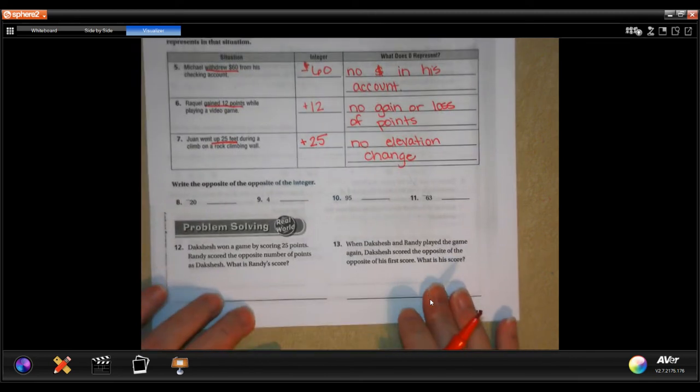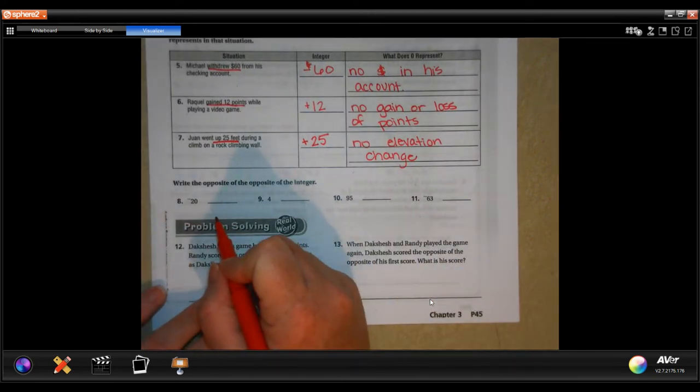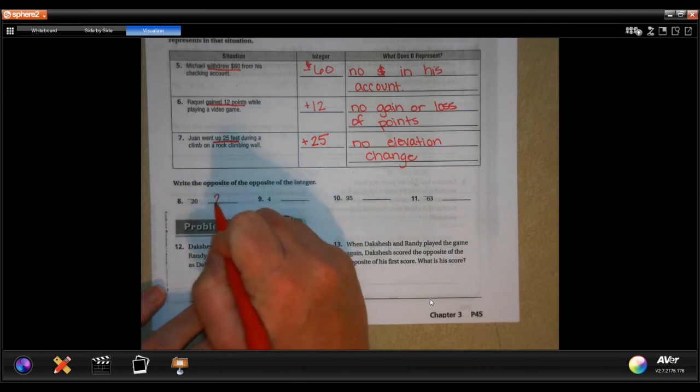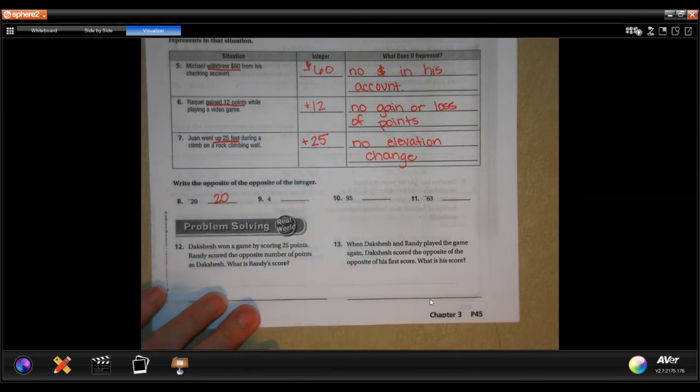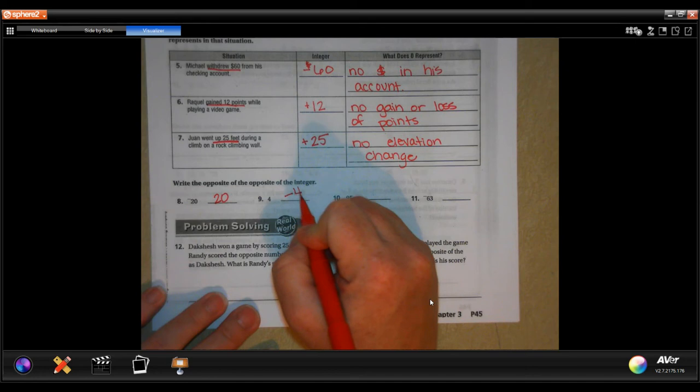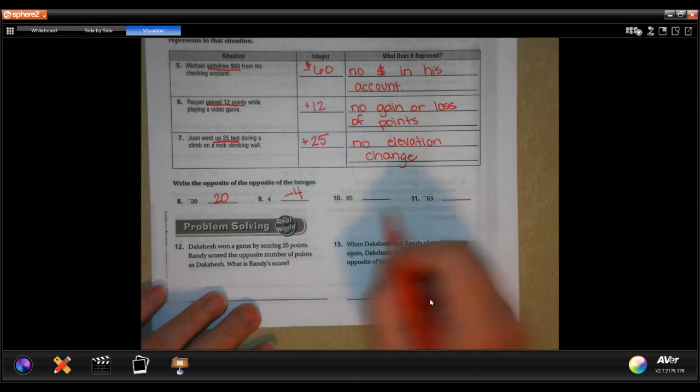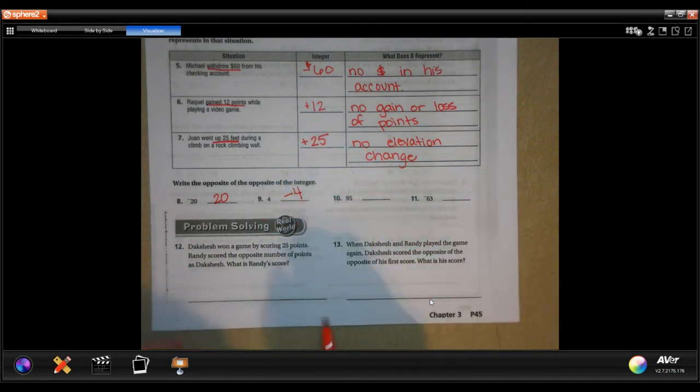So we're going to write the opposite of the integer. Negative 20. It's going to be 20. Super easy, guys. 4. Negative 4. That's it. You guys do those two. 10 and 11.